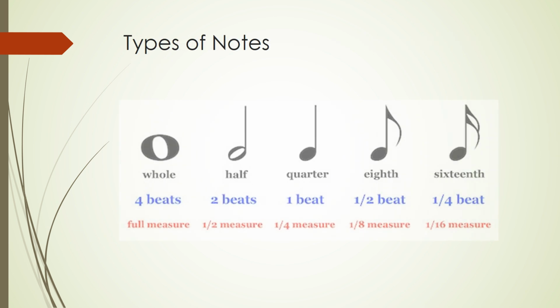There are five main types of different notes. Whole notes, which are worth 4 beats per measure, half notes, which are worth 2 beats, quarter notes, which are worth 1 beat, eighth notes, which are worth half a beat, and 16th notes, which are worth 1/4 of a beat. The number of beats each note has will determine how long the note is.